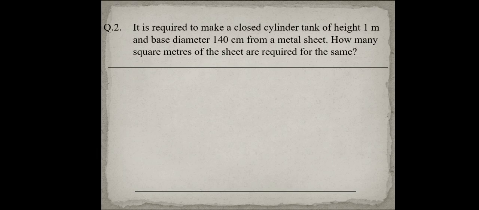Now move on to question number second. In this question, it is required to make a closed cylinder tank of height 1 meter and base diameter 140 centimeter from a metal sheet. How many square meters of the sheet are required for the same? Now see here, in the cylindrical tank the height is 1 meter, but the diameter is given in centimeter, 140 centimeter. So we need to convert this 140 centimeter into meter. Now 1 meter equals 100 centimeter, so we will convert centimeter to meter by dividing by 100.